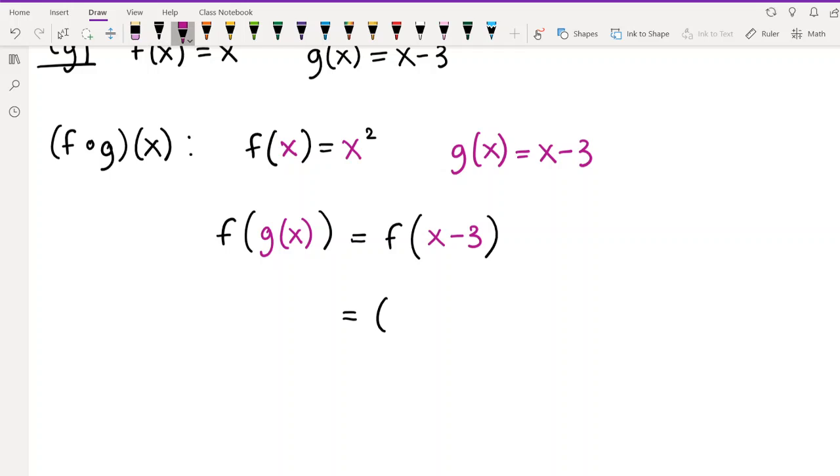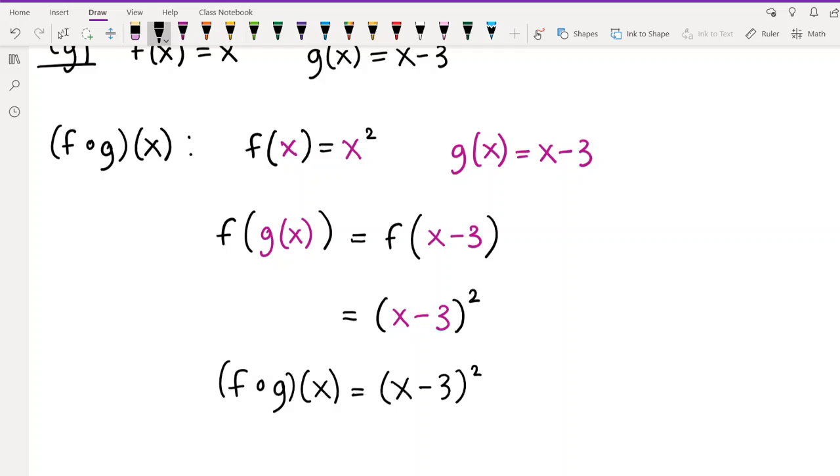So if the function f of x is equal to x squared, that means f of x minus 3 is going to be x minus 3 squared. So we can now say that f composed with g of x, our new composed function, is equal to x minus 3 squared.